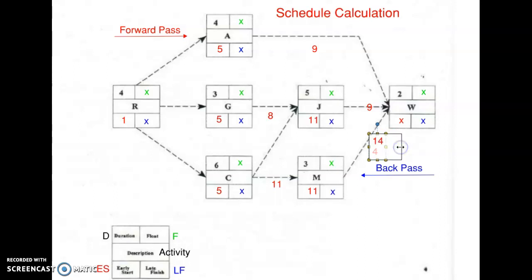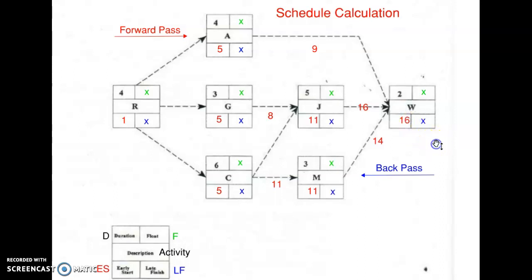And 11 and 5 is what? 11 and 5 is 16. So again, now on the forward pass, we have to use the bigger number. So 16 is bigger than 14. And in this case up here, I've got a 9, I've got 16 and 14 that lead into W. So I cannot begin W until the 16th day. So I've got to put a 16 in here, and you guys can kind of see how this works.